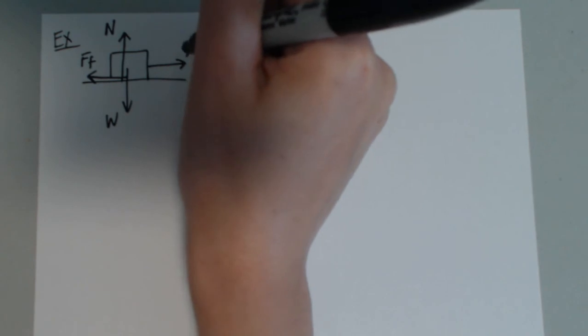Okay, so I'm going to quickly sketch this out. We've got our box, we've got our weight going down from the center, reaction going from the surface, friction between the two surfaces in parallel. So that's FF, this is W, this is N, or you can call it R, and that's T, tension force.